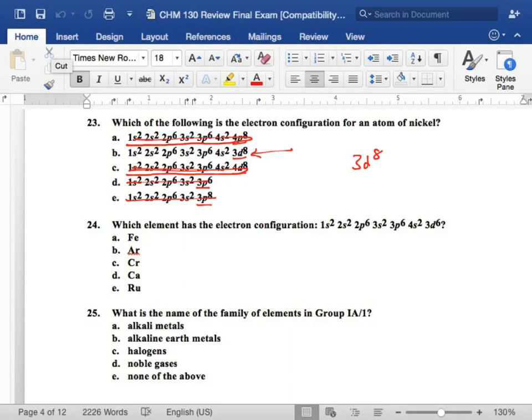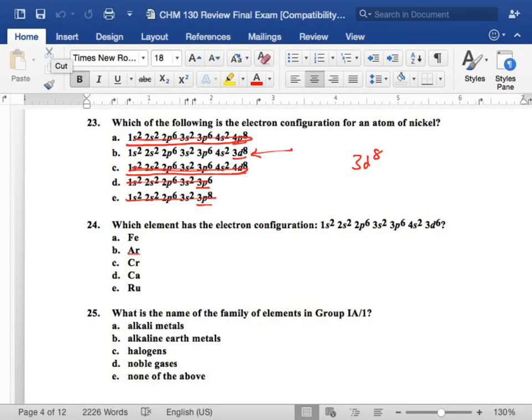After that, you can backtrack through and make sure that everything else before that filled and is in the proper order. They tend to not ask order questions for electron configurations in 130. 151, yep, it's a lot more complicated. Okay. So basically 24 is just the opposite. You just flip it and go the other direction.